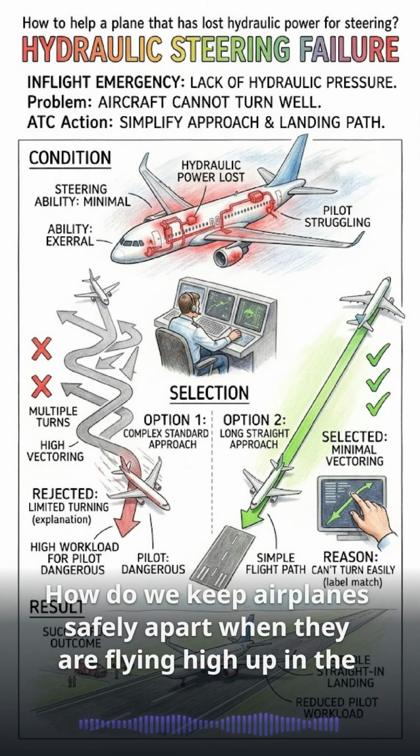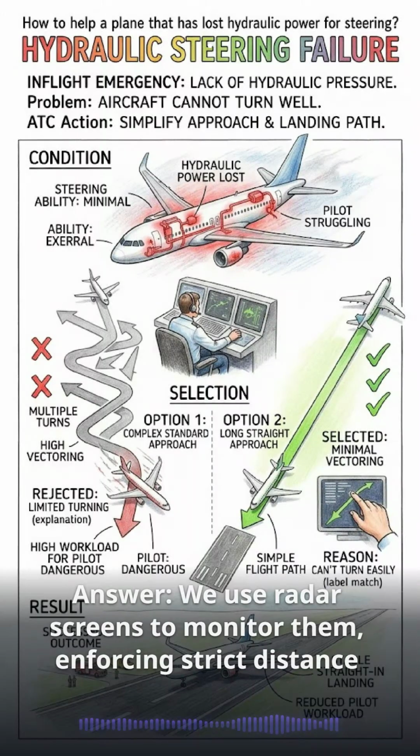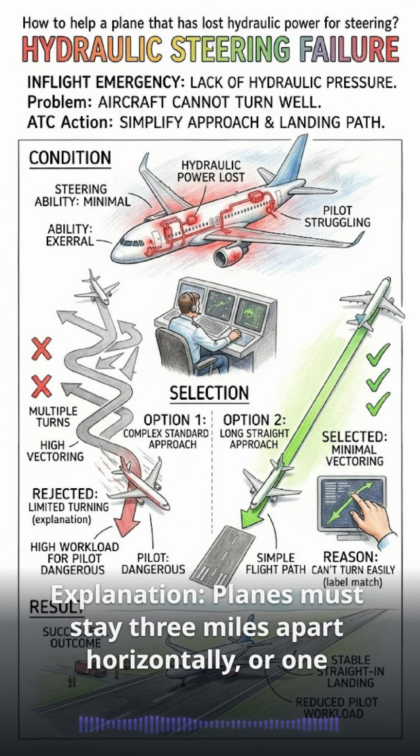3. How do we keep airplanes safely apart when they are flying high up in the clouds? We use radar screens to monitor them, enforcing strict distance rules for every single flight. Planes must stay 3 miles apart horizontally, or 1,000 feet apart in vertical height today.